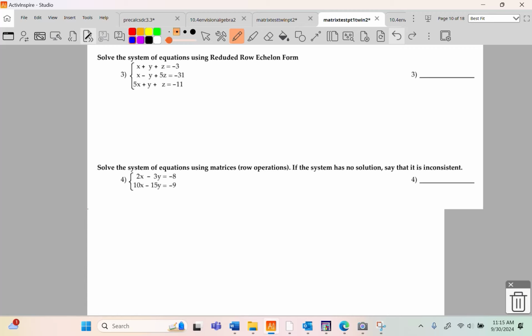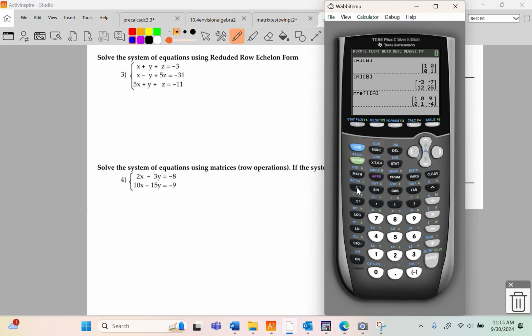All right, number 3, solve the system using reduced row echelon. So again, back to the old button pushing. Second matrix, scroll on over to edit. We have 3 rows and 4 columns. So she is a 3 by 4. I'm not going to spend time here typing stuff, writing out the augmented matrix.